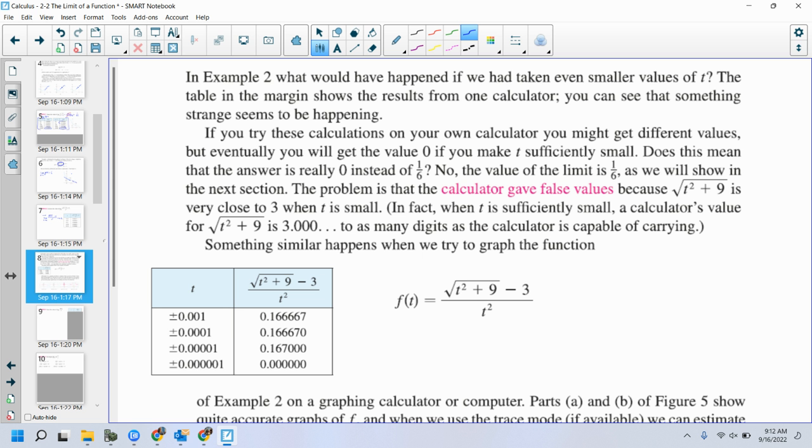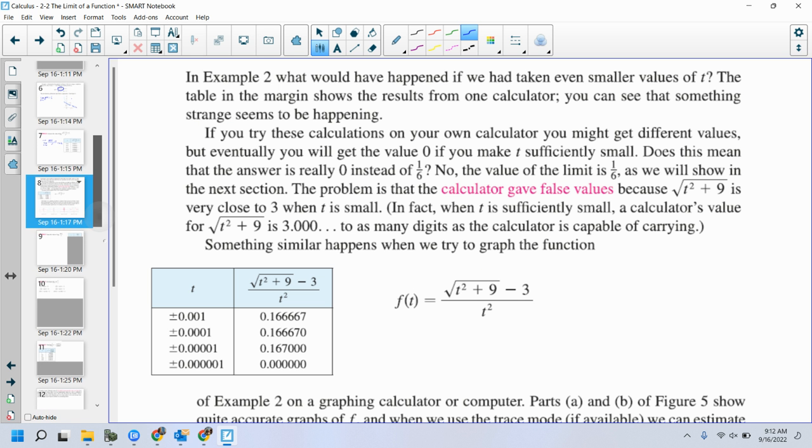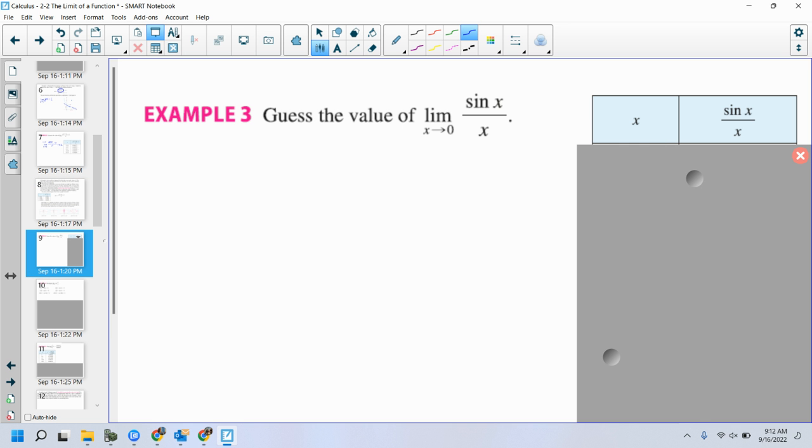Oh, what time does this period end? 9:17? Yeah. Let's look at one more.